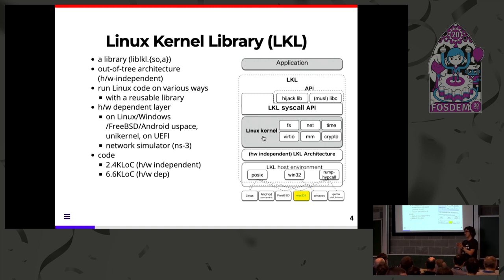We are trying to outsource all the hardware dependent code inside the architecture code into a different layer, described in the bottom part of this architecture. And by taking this design, the Linux kernel's code can be executable in various environments. So far, we have experience running this Linux kernel code in Linux user space without any kernel interaction. We can also run this library on the Windows operating system, FreeBSD, and Android user space applications. And some people were playing with this code in the UEFI bootloader, and some are also using this as a unikernel.